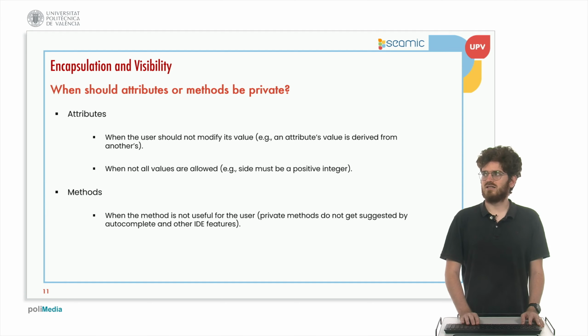And these methods and attributes are not really private to the user, remember, they can always access them, but private methods do not get suggested by autocomplete, and private attributes are likewise hidden from the view of the user.